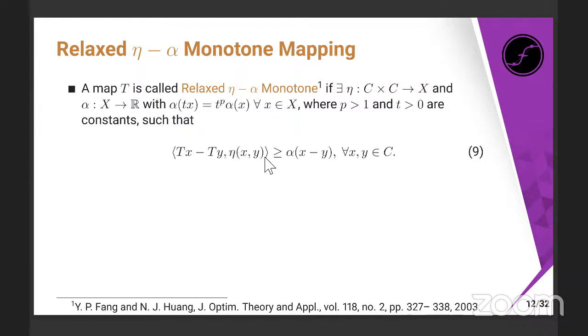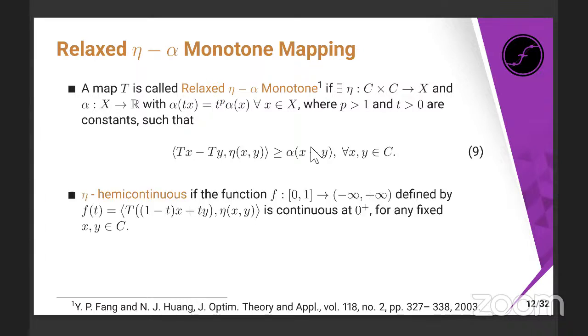Similarly, if we assume it to be x minus y, and we have two constants, k greater than 0 and p greater than 1, and alpha of x minus y equals k times the norm of x minus y to the power p, then this will reduce to what we call p-monotone mapping. And in particular, for p equal to 2, it reduces to what we call strongly monotone mapping. So we can see that this is a generalization of many classes of mappings.